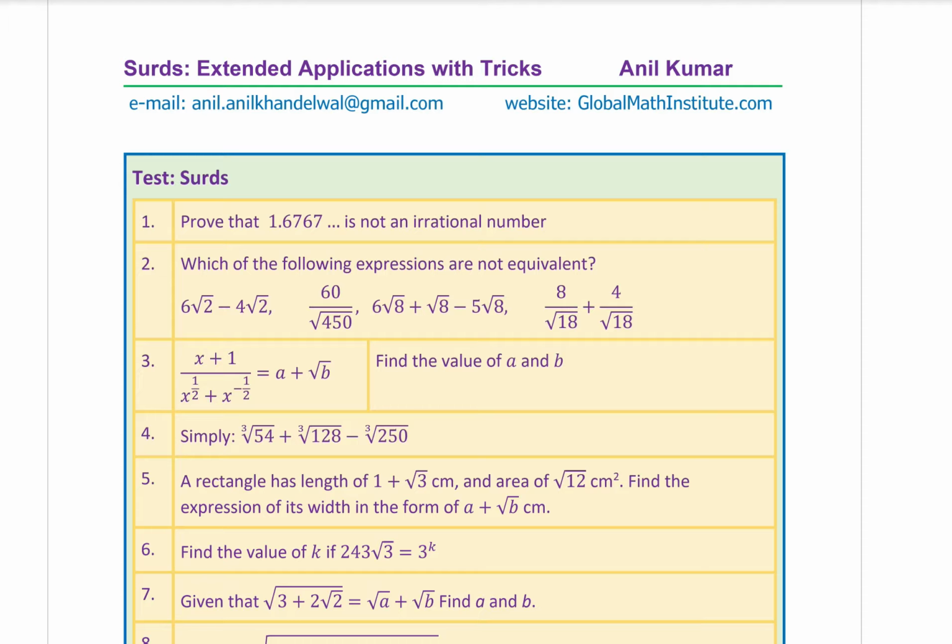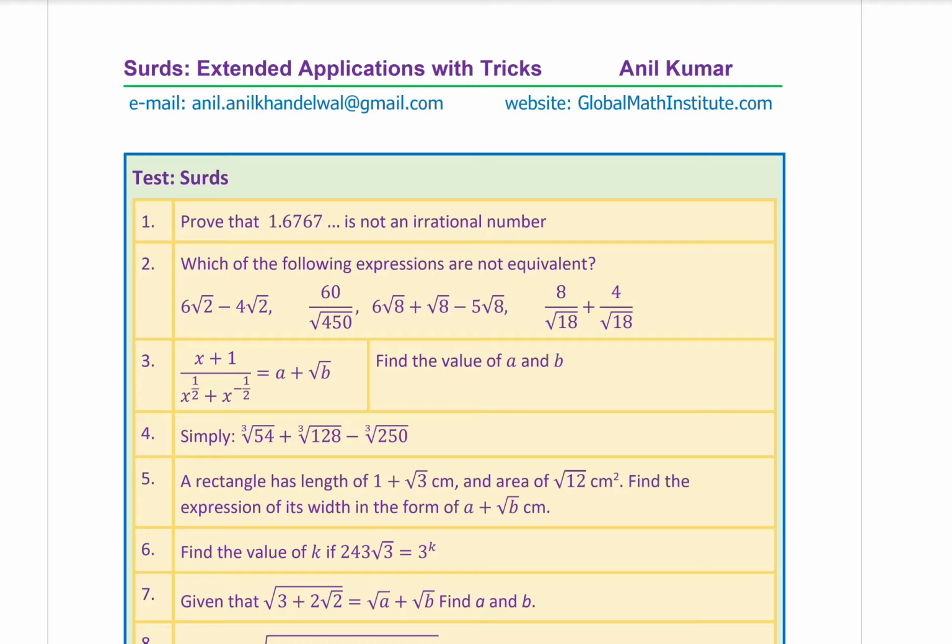We're discussing surds in this particular video. We'll talk about some examples from previous test papers. Take it as a test practice. We'll have 10 questions in this particular video to answer. I would like you to go through these questions, pause the video, answer them, and then look into my suggestions.